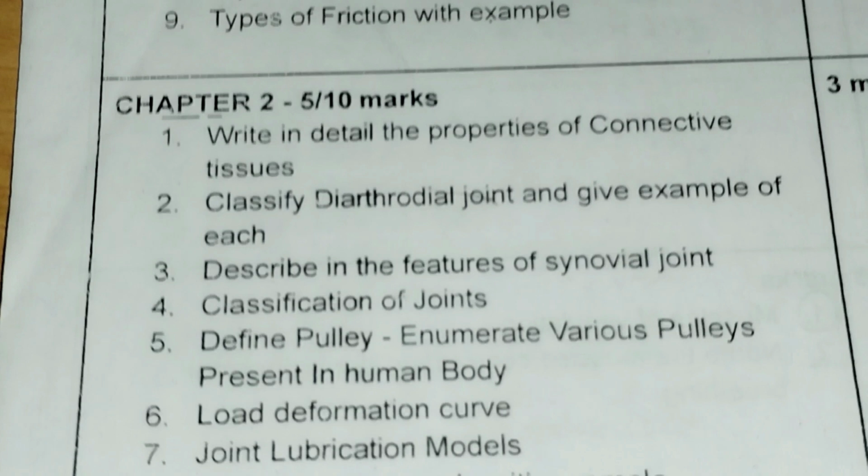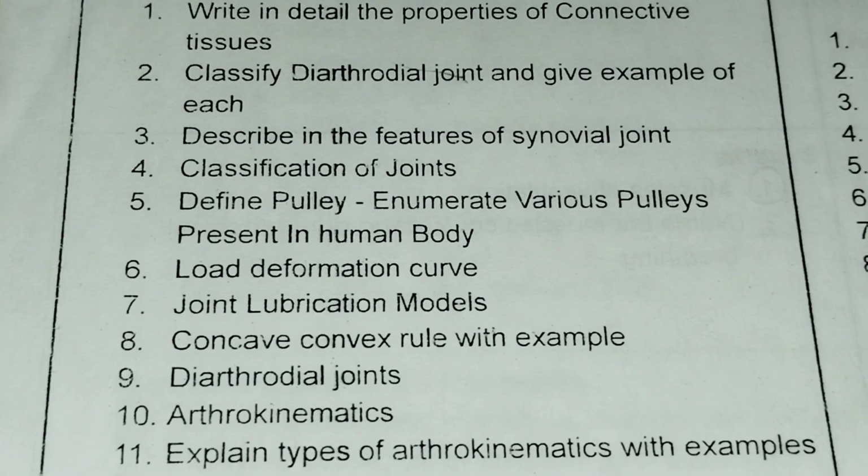Next, the fourth one is classification of joints. Fifth one, define pulley. Enumerate various pulleys present in the human body. Sixth one, load deformation curve. Seventh one, joint lubrication models. Eighth one, concave convex rule with example. Ninth one, diarthrodial joints. 10th one, arthrokinematics.